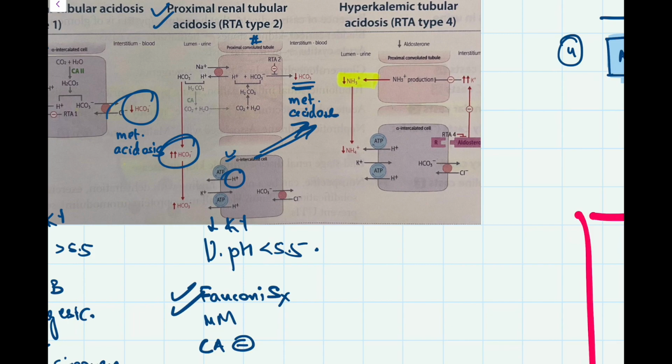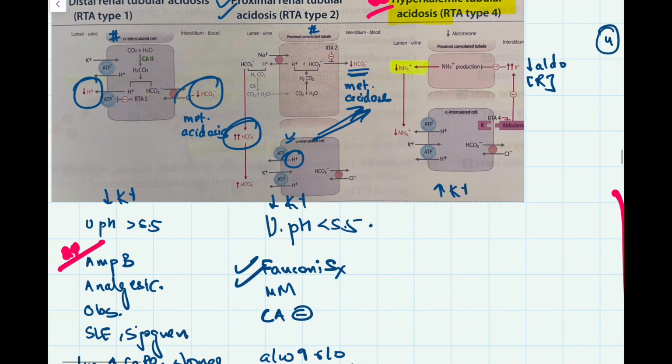The next is type 4 renal tubular acidosis, which is also called hyperkalemic tubular acidosis, very important, right? So here there is either decreased aldosterone or there is aldosterone resistance. Due to this, the potassium is increased. That is different from both these conditions, right? In type 1 and type 2, there was hypokalemia, while in type 4, there is hyperkalemia, and this is very important. And this was asked also, I think, this year or previous year.